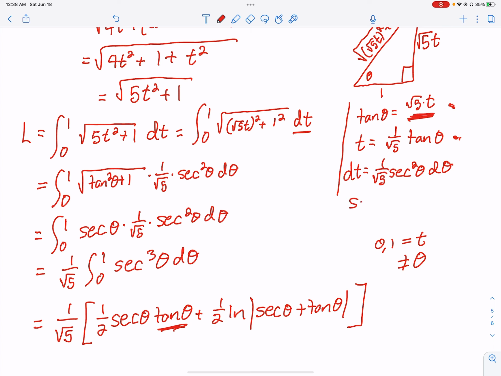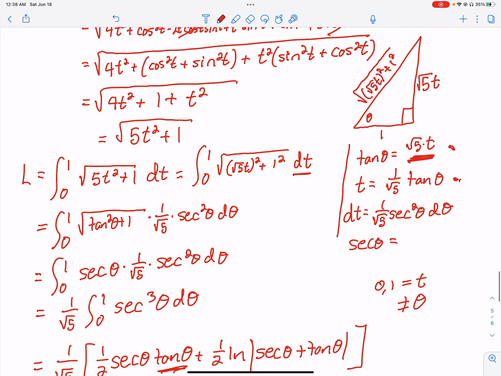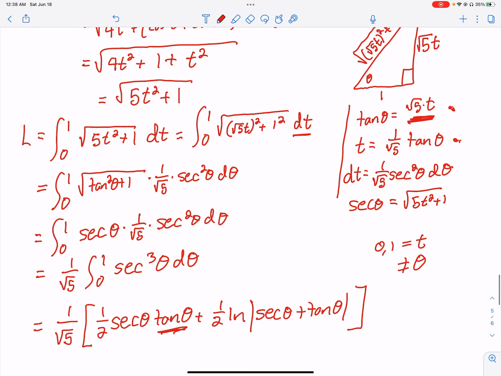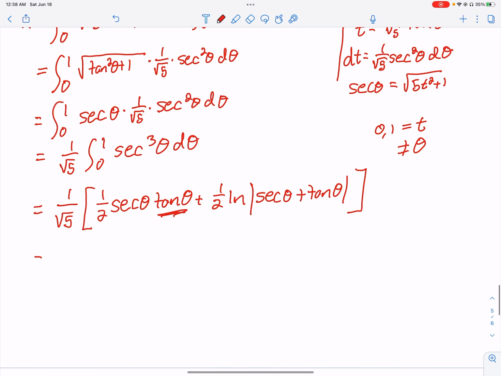Well, now I can just get a secant. Secant theta is related to cosine. Cosine would be 1 over this side, so a secant would just flip that over. So secant theta is just going to be the square root of 5t squared plus 1. That's 1 over cosine. So find cosine, flip it over to get secant. So now I can actually go through and plug all that in.